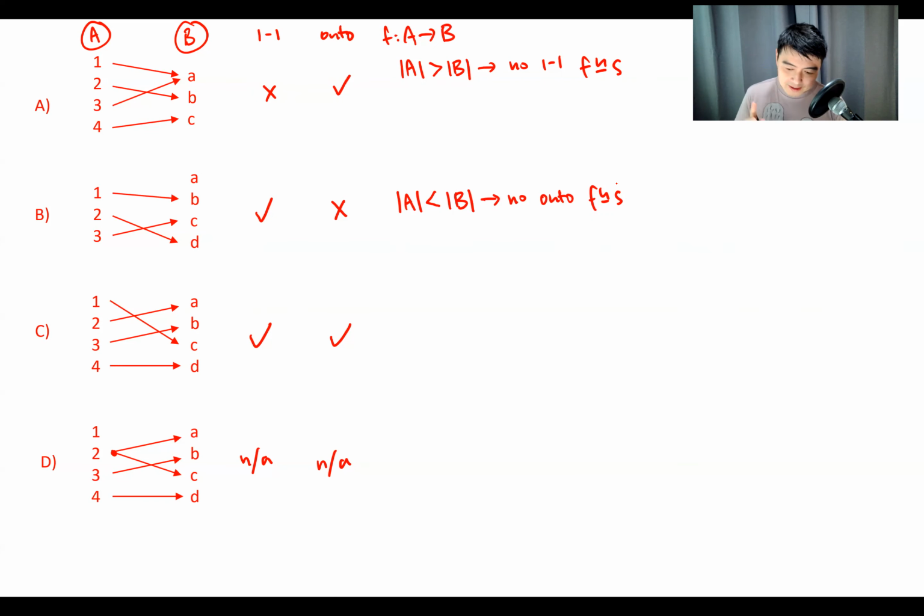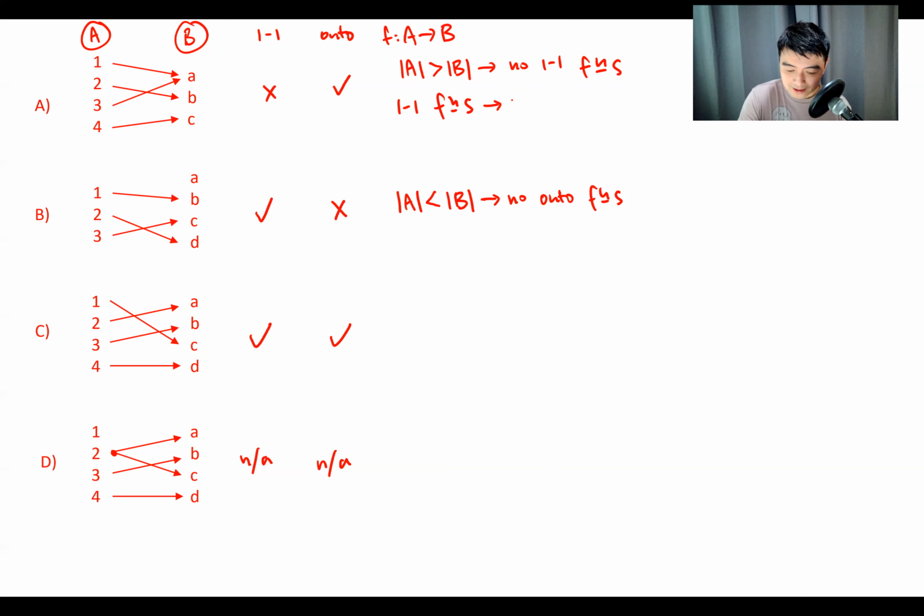Now, there is a contrapositive statement to what I've just created here. If you remember, the contrapositive of P implies Q is not Q implies not P. So if we take the contrapositive of the statement that I just wrote down, it means that when I have a one-to-one function, the opposite of no one-to-one functions, I do have a one-to-one function.